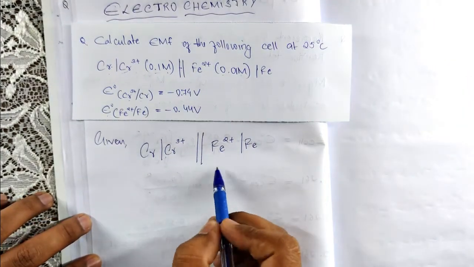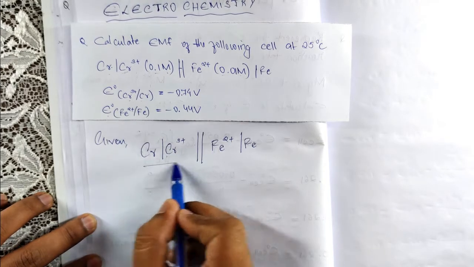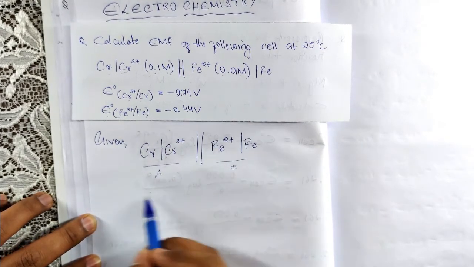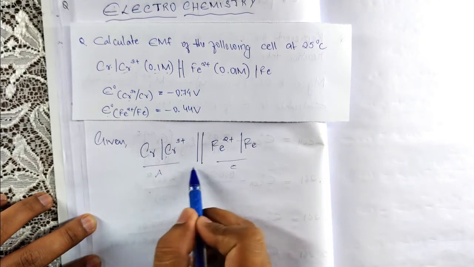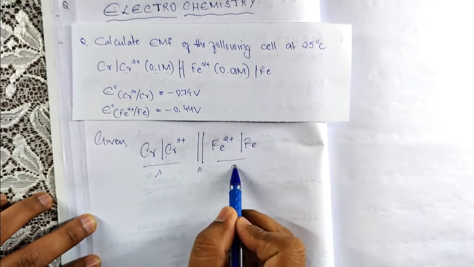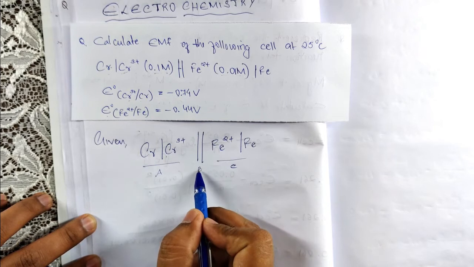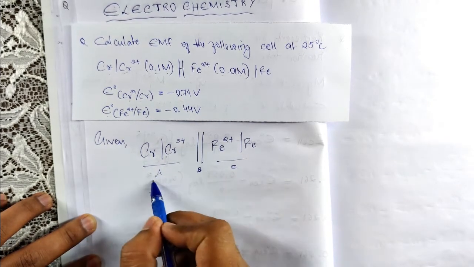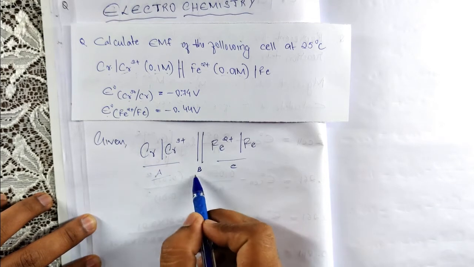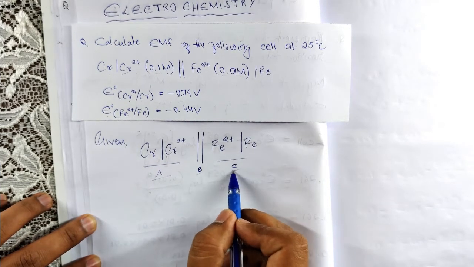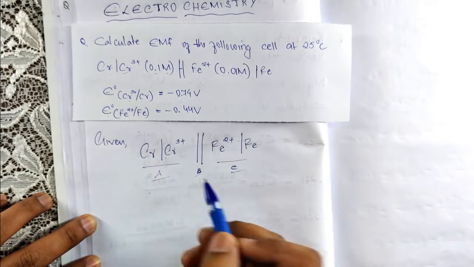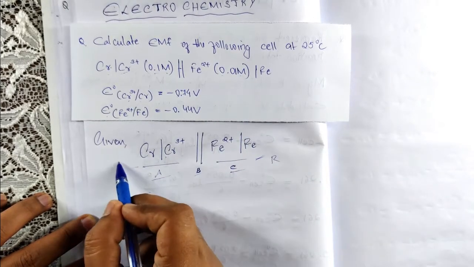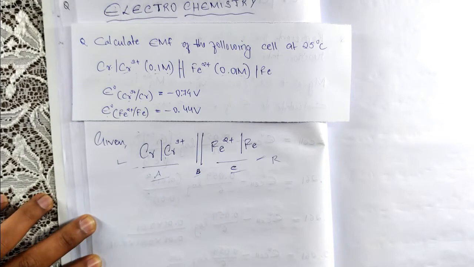So now if you look at this one carefully, this side will be your A, this will be your B, and this will be your C, this will be your bridge. So A, B, C. A is anode, B is bridge, and C is cathode. This will be your cathode, this will be your anode. Or you can write, this side is on your right side, so you can write R. This side is on your left side, so this will be your L.